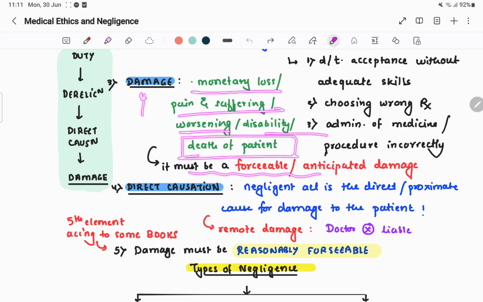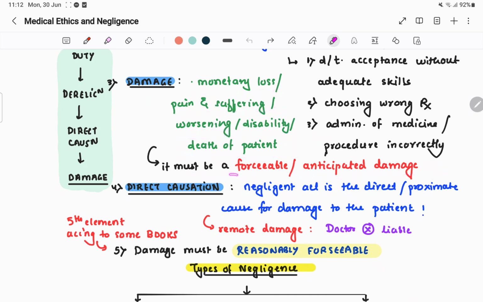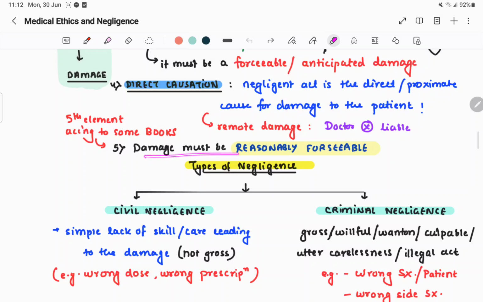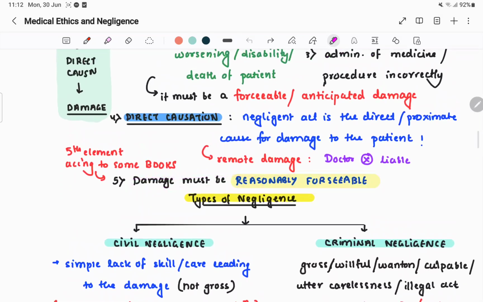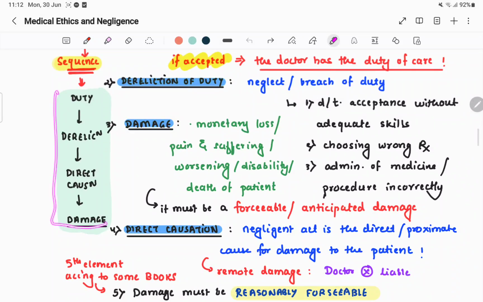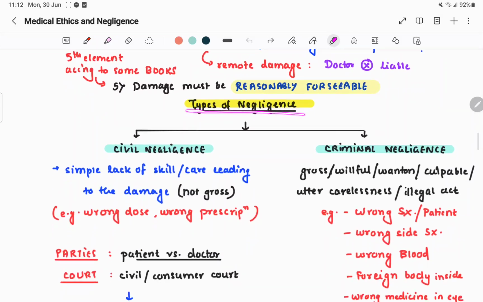It must be foreseeable damage. You can't just sue the doctor for anything and everything. It must be anticipated damage; damage must be reasonably foreseeable. This is the fifth element according to some books, but we have four major elements: duty, dereliction, direct causation and damage. Types of negligence: civil negligence and criminal negligence.